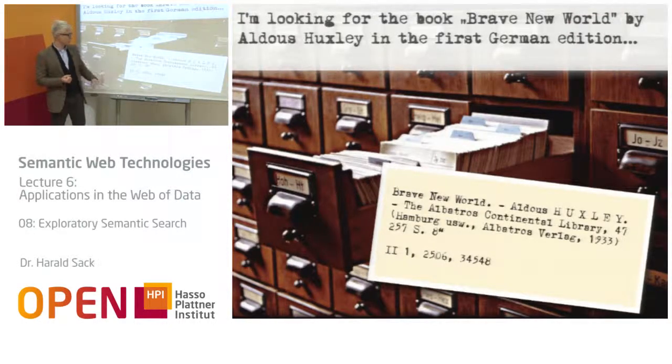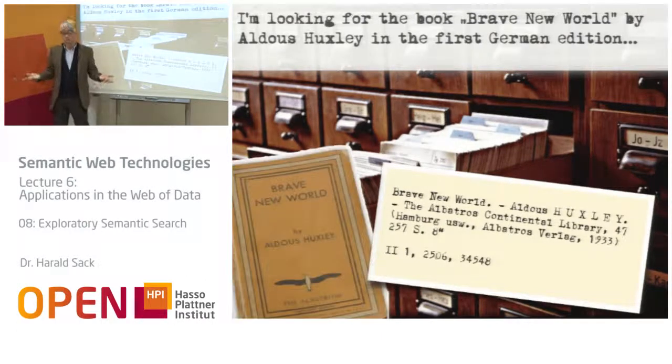I find the publisher. I find the year, 1933. I also have some additional bibliographic information, and I will find the information where to find it in the library. So I will find a signature that tells me, go to this floor, go to this board, and then find the book with the number 34548, for example. And then I will end up with the right book, Brave New World, in the first German edition, which was in fact an English language edition, but it appeared in Germany.